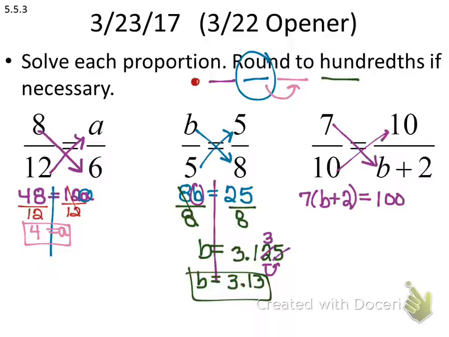Okay, let's go ahead and draw my line and circle my variable. And then distribute. When you distribute, what does that mean to do? Which operation are you going to do? Add, subtract, multiply, or divide. Multiply. Yeah, so 7 times b is 7b. 7 times positive 2, 14. So positive 14. Then I just drop down my equal 100.